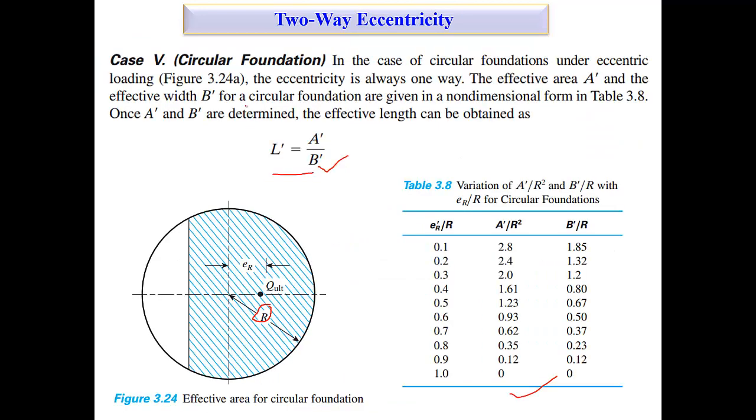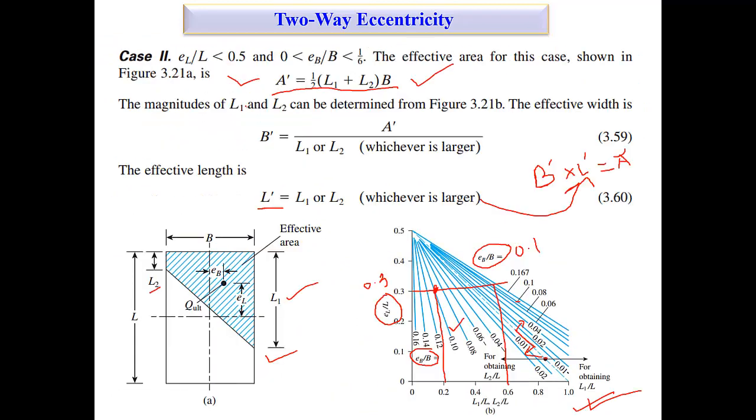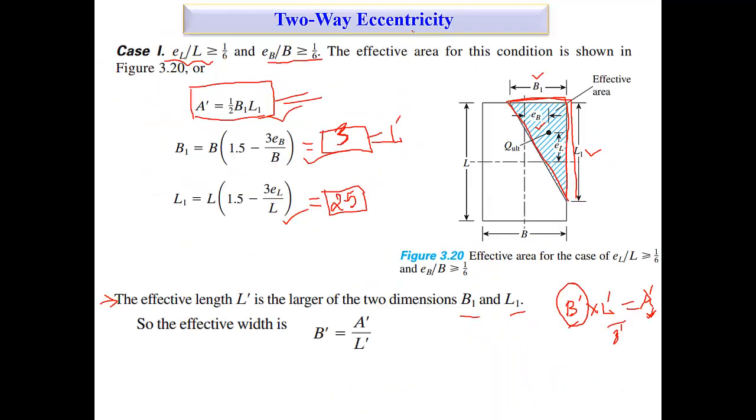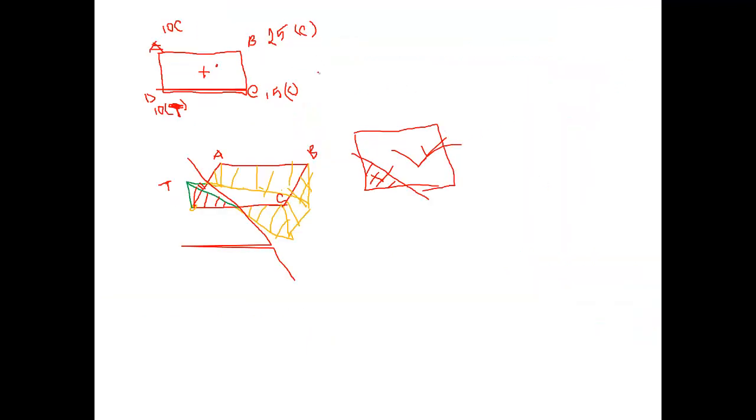So now you should have asked me one question, sir, how did they develop this portion, that this is the effective area of this footing? You should have asked me this question. I know you did not ask me, because if you ask me, I may give you counter questions, because you studied these things in solid mechanics. Just for your understanding, I'm explaining again.